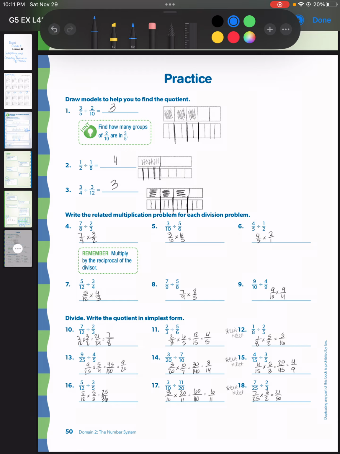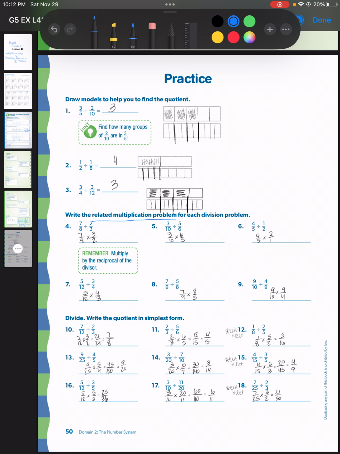In the first set of practice problems, you really want to make sure you're paying attention to the models students are drawing and make sure their wholes are exactly the same to support them with comparing. As you get to questions 4 through 9, this is asking students to just write the related multiplication problem. You want to do a lot of laps here and make sure that every single student is able to write the correct multiplication problem. Here we don't care about the answer.